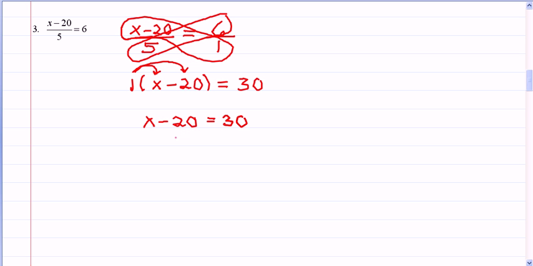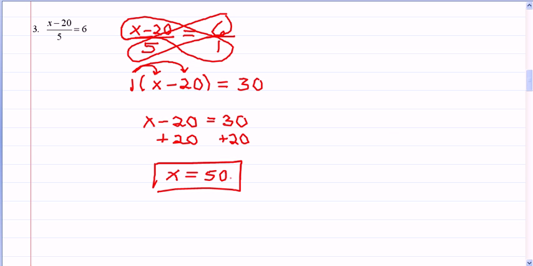And to finish this one, this time I'll add the 20. You always want to get x by itself at the end, and by cross multiplying you're turning it into a simpler equation. So my final answer is x equals 50.